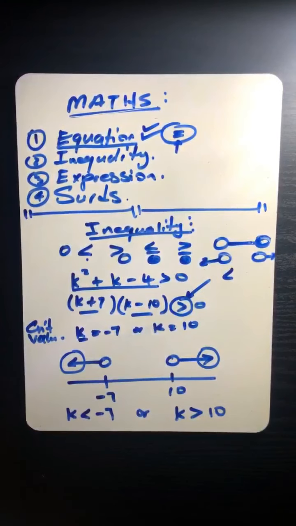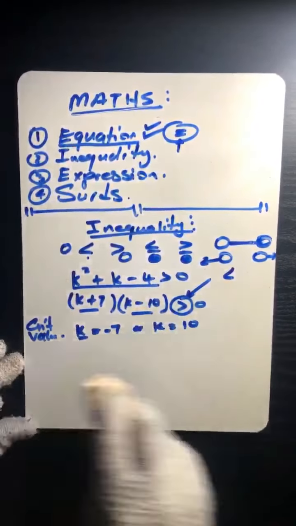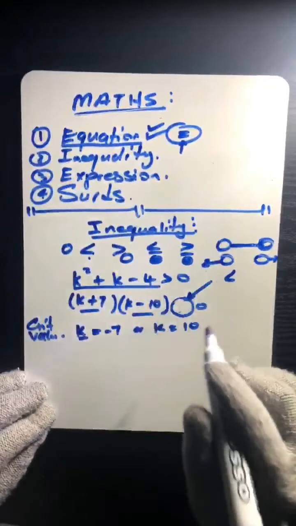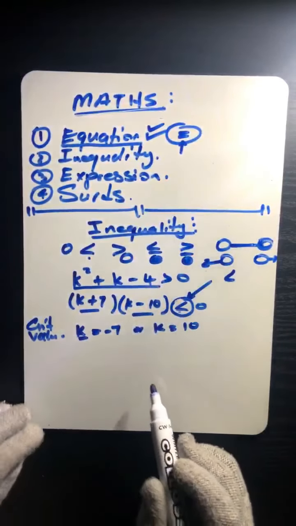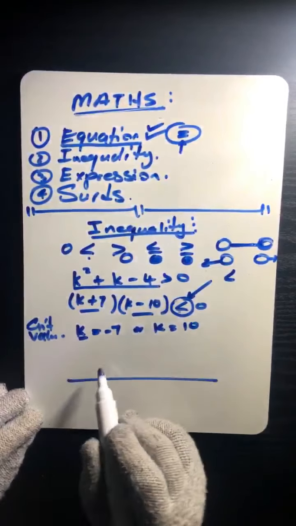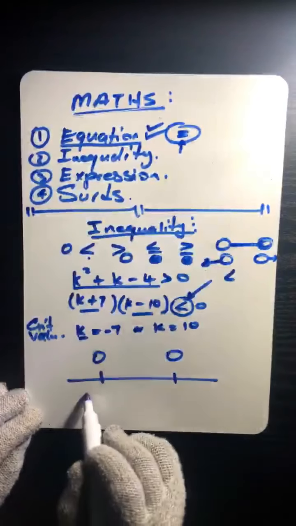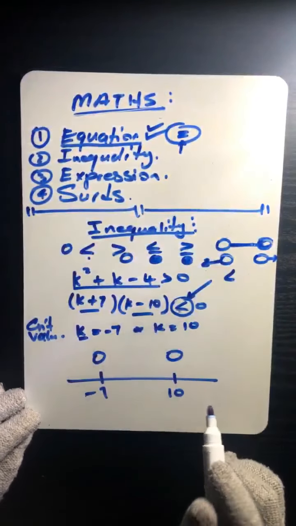Let's say it was less than instead. Let's check how it would look if it was a less than. If it's a less than, you represent it on a number line. It is going to be that and that, obviously negative 7 and also 10 over there.